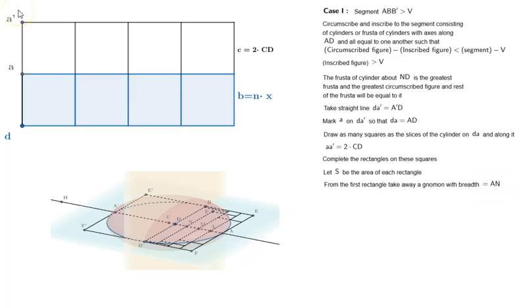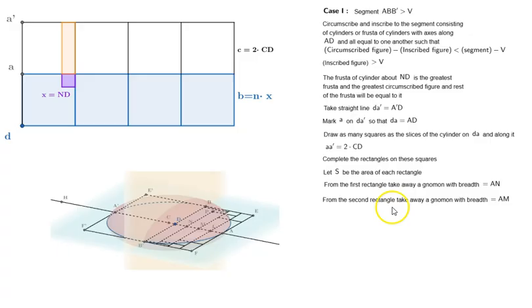Now to build this, first of all, from A prime, we take a length equal to AN, and there we draw this rectangle, and below that we form a square. This segment is AN and this is DN. So this is AN and DN. So we are ending up with a gnomon.